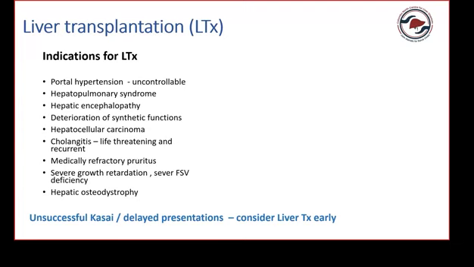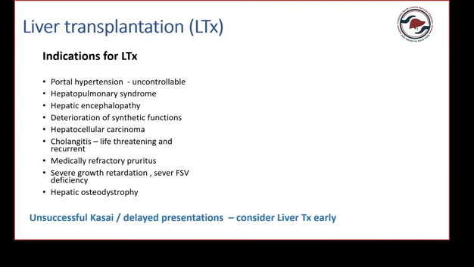And there may be a child whose synthetic functions are preserved, however, has developed hepatopulmonary syndrome. Again, liver transplantation is indicated. And we have to consider liver transplantation early in cases of unsuccessful Kasai and delayed presentations of biliary atresia, where we would not go ahead with the Kasai sometimes.